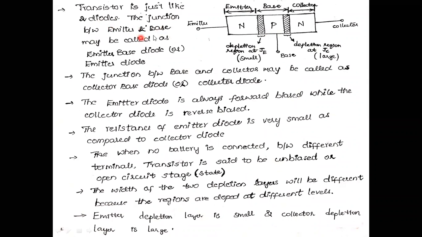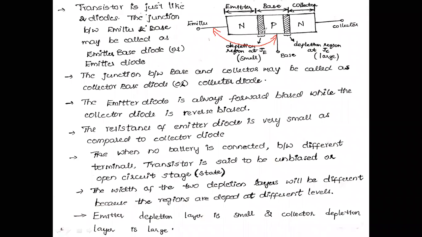The junction between the emitter terminal and the base terminal, these two terminals. I am going to acquire one junction here. That junction is a depletion region. This is a P-type and N-type semiconductor material sandwiched.